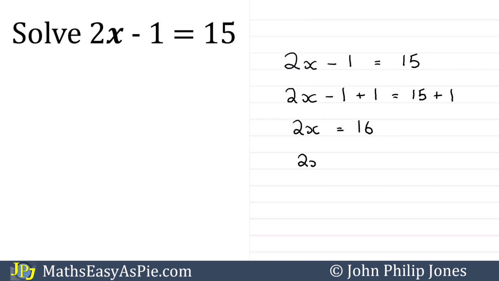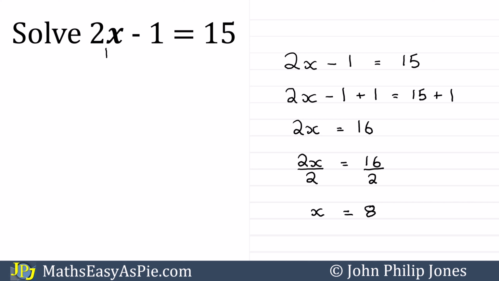In the next step, you can see I'm dividing both sides by 2. So here I've got 2x divided by 2, and here I've got 16 divided by 2. So the equal sign is still valid because I've done the same to both sides of the equal sign. 2x divided by 2 is x, and 16 divided by 2 is 8.